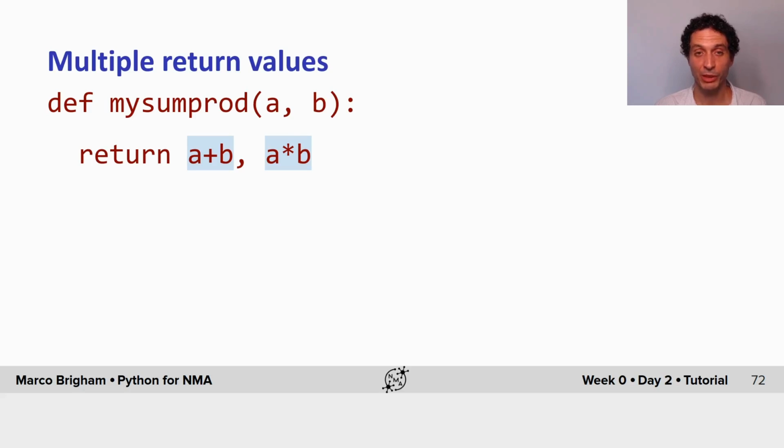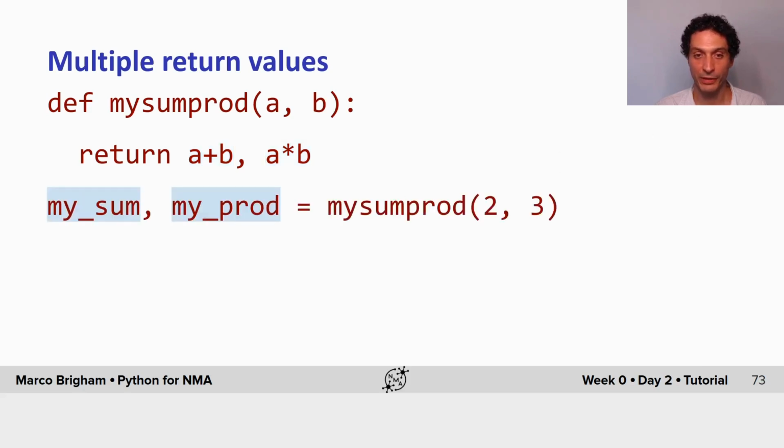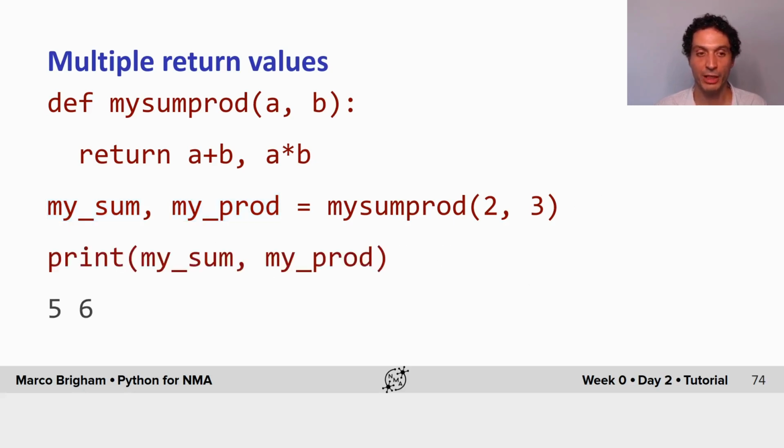Functions can also have multiple return values. So in this case, I define the function, which has two arguments, A and B, and I return A plus B as the first return value and the product of A and B as the second one. To recover these values, this is the syntax. You place two variables separated by a comma, and you assign the return values of the function to these two variables. Now if I print them, my sum will have the sum of 2 plus 3, and my product will have the product of 2 times 3.